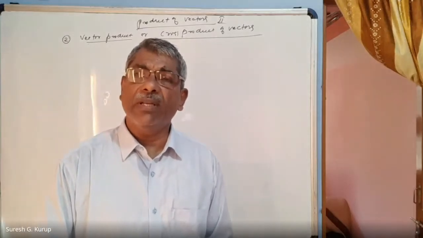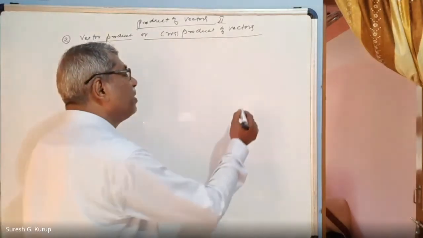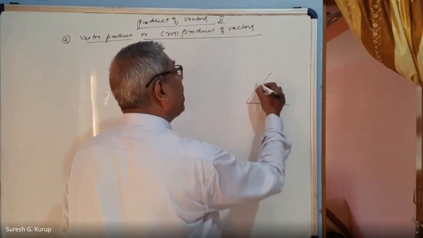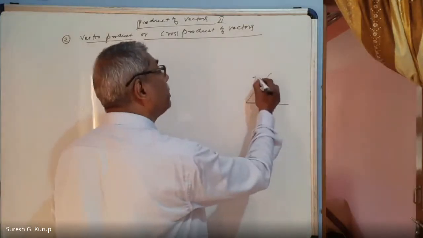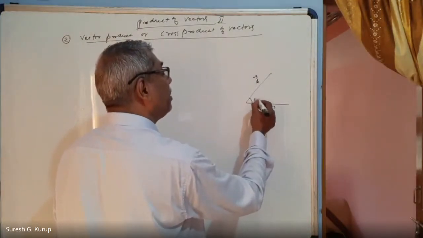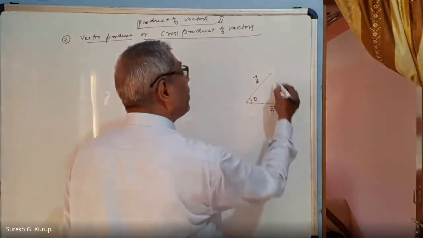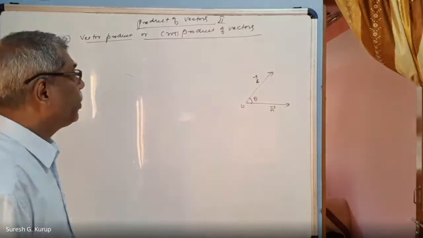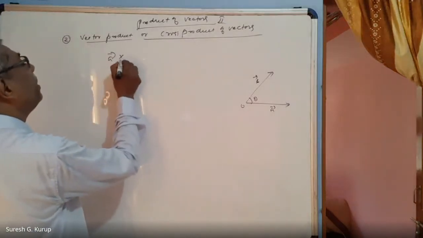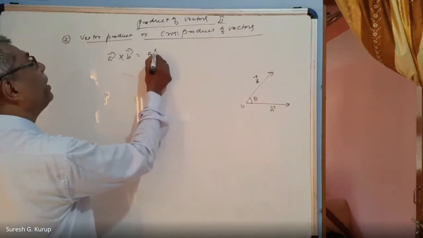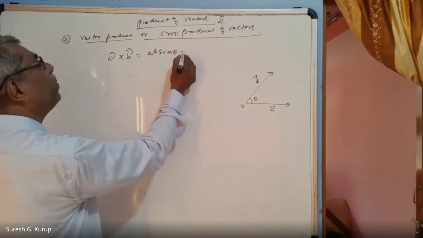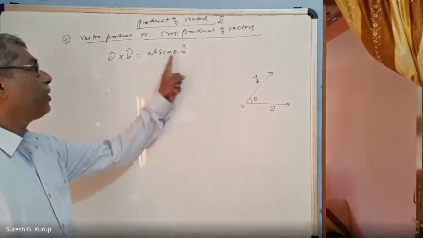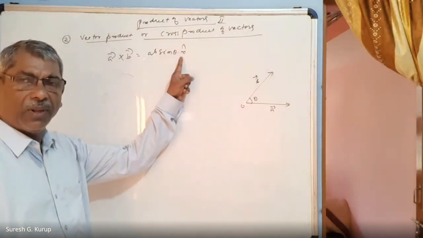If theta is the angle between two vectors, suppose a body is acted upon by two vectors like this. This is vector A and this is vector B. This is the angle between the two vectors. Now, the vector product of two vectors, A cross B, is equal to AB sine theta into unit vector n, because the vector product of two vectors is a vector quantity.